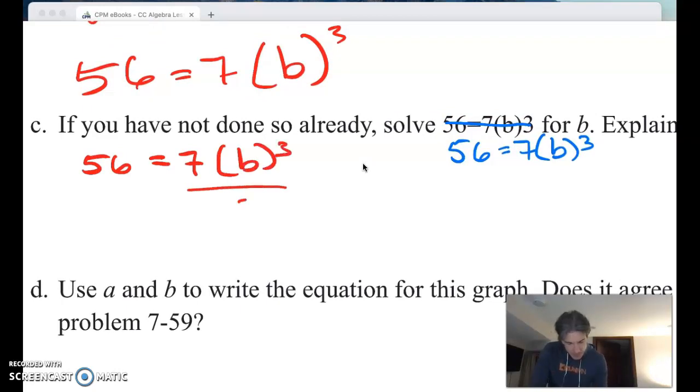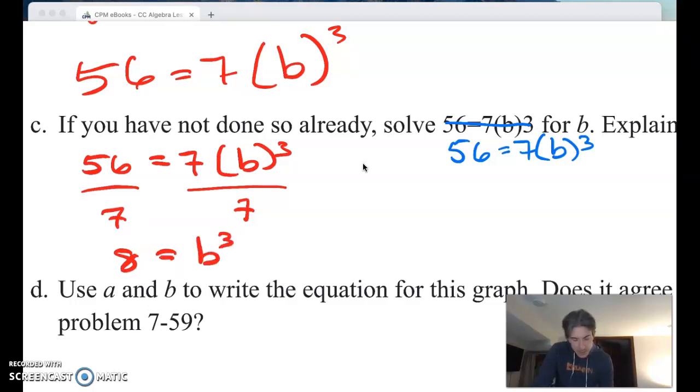Let's start by getting rid of this 7 to isolate this b, right? And you guys saw me do this plenty of times. We've got 8, because 56 divided by 7 is 8. Then the only thing I have left is this b to the third. Now I did drop my parentheses there, and the reason I can do that is because I'm no longer multiplying by anything, and there's not anything being added that's impacted by that exponent.